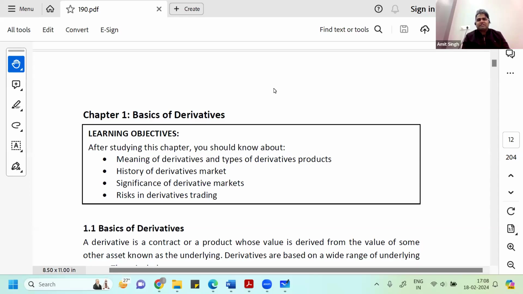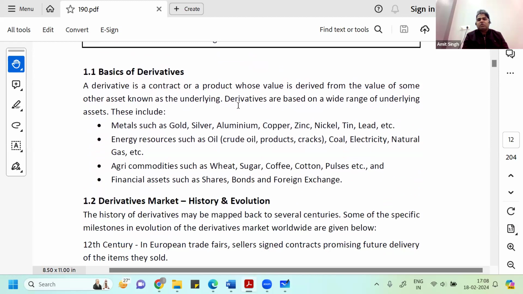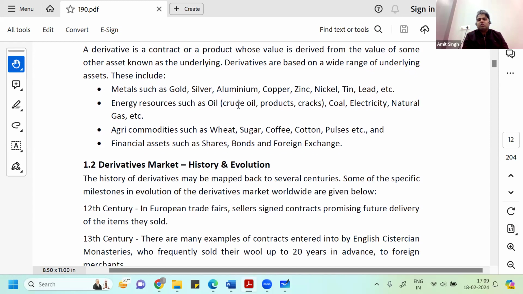Awesome, everyone. Let's come back and start discussing our third session on chapter one, which is basics of derivative. So far, I have introduced what is derivative and how derivative is connected with forward contract, what is underlying asset, what is long future, what is short future. We have discussed long position holder and short position holder.